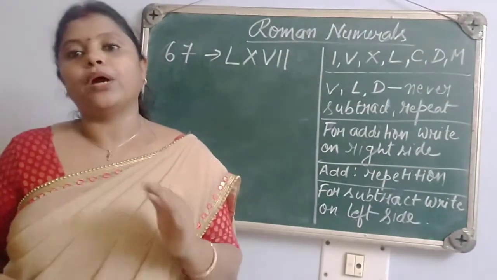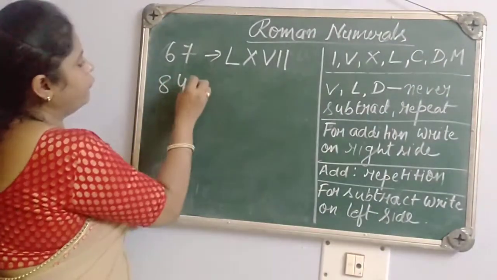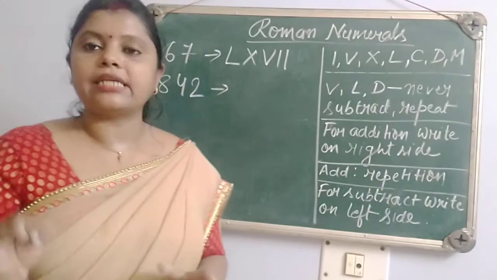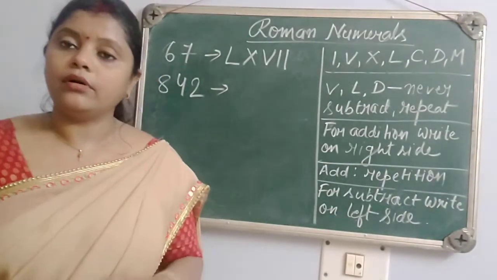I am going to show you one more question. Suppose the question is 842, and we have to write in Roman numerals. How do we have to write? For 800, what we have to do?